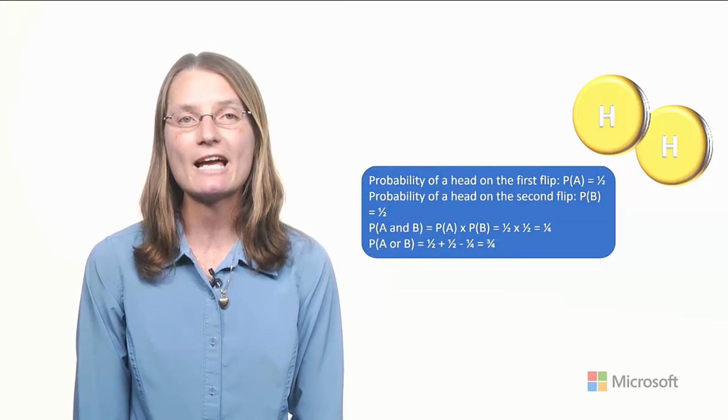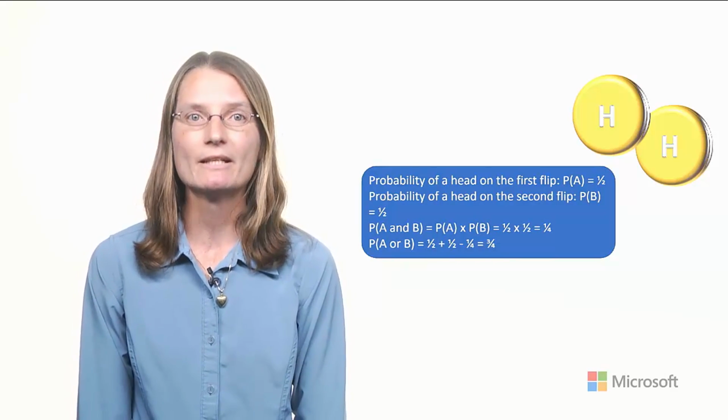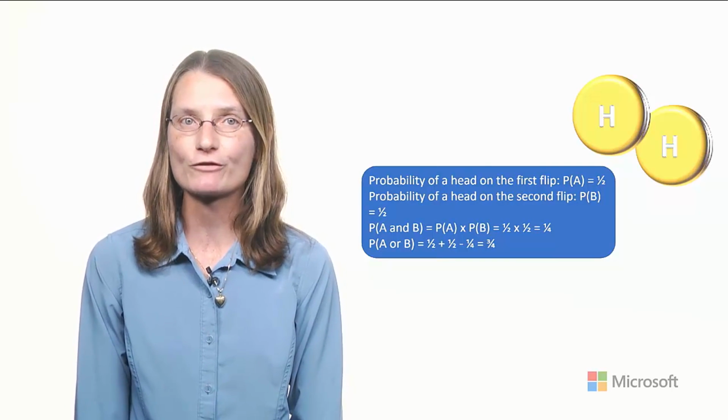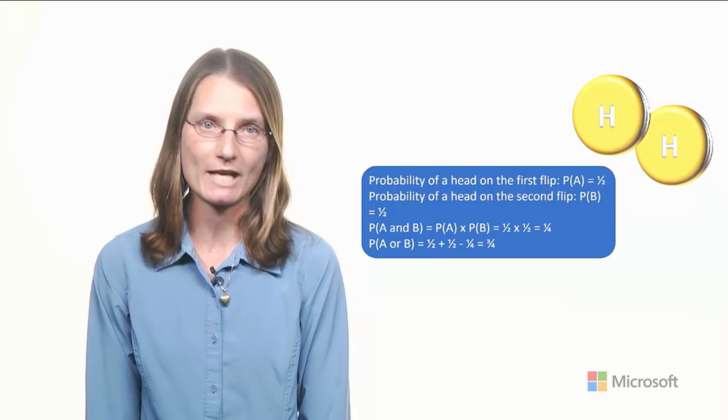Let's look at an example. If you flip a coin 2 times, what is the probability that you will get a head on the first flip, a head on the second flip, or a head on both flips? Let event A be the head on the first flip, and event B be a head on the second flip. The probability of a head on the first flip is 1/2. The probability of a head on the second flip is 1/2.